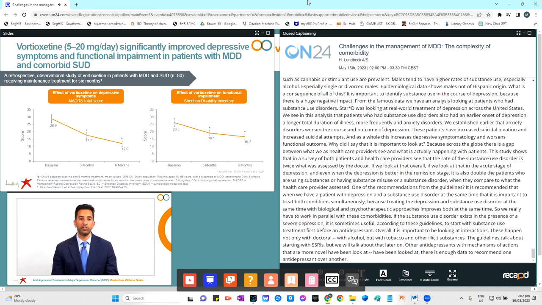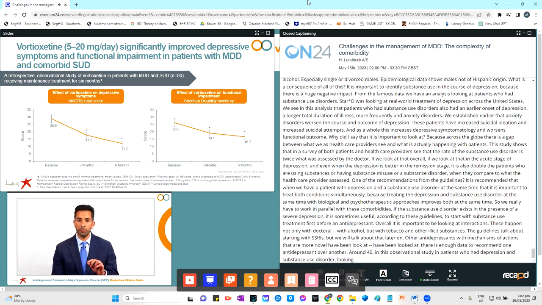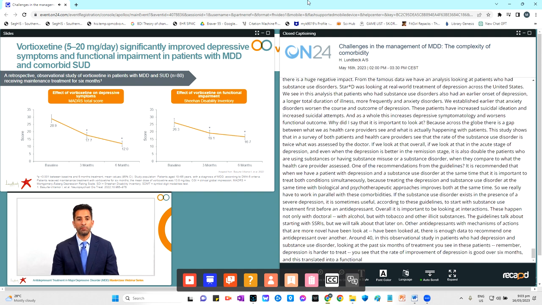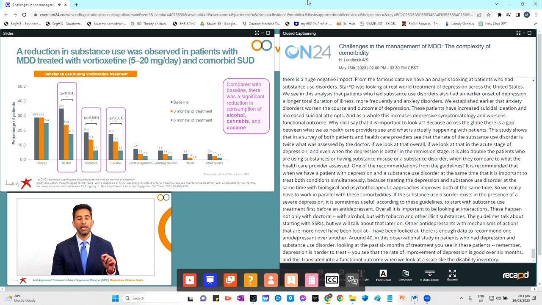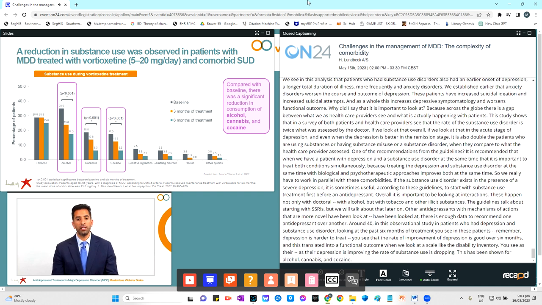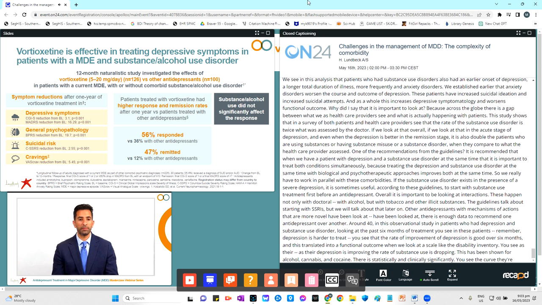In this retrospective observational study of vortioxetine in patients who had depression and substance use disorder, looking at the past 6 months of treatment, you see in these patients, and remember we said in these patients depression is harder to treat, that the rate of improvement of depression is quite good over 6 months, and this translated into a functional outcome when we look at a scale like the Sheehan Disability Inventory. Impressively, as their depression is improving over these 6 months, the rate of substance use is dropping. And this has been shown for alcohol, for cannabis, and for cocaine, statistically and clinically significantly. And you see the curve there coming down over time over the 6 months of treatment.